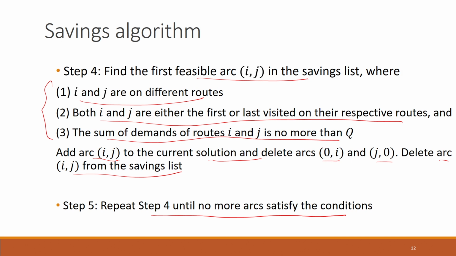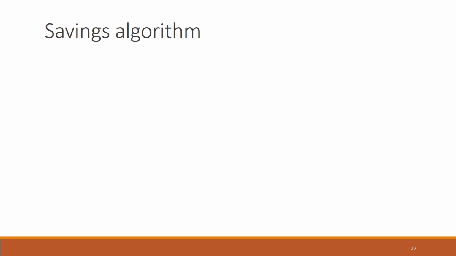So, we can see an example to understand this algorithm here, but remember that these 3 conditions are important in step 4, that is when we are combining 2 points i and j while using the savings list. The i and j should be on different routes. Now, route means that it is the set of points which is getting covered by a single vehicle, and both i and j should be either the last or the first visited in the respective routes, and when we do this clubbing, the sum of the demands of routes i and j should not be more than Q. Okay. So, let us take a look at an example here.